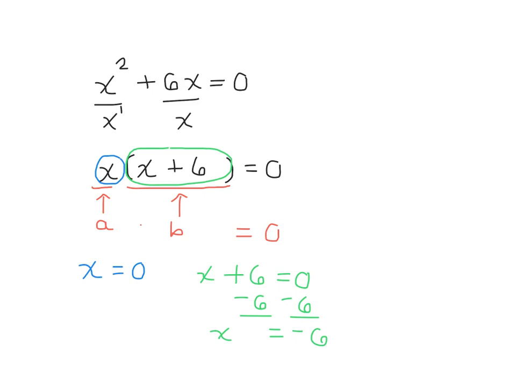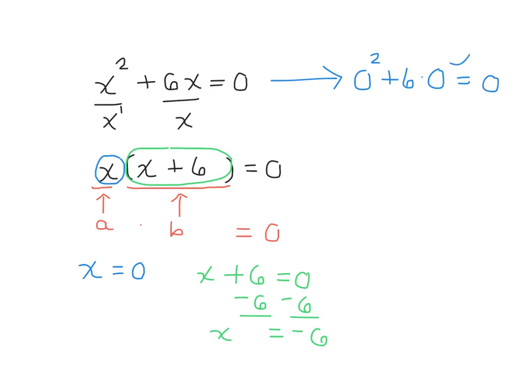Now just a note, if you take those solutions one at a time and plug them back into your original equation, replace each x with 0, I'd have 0 squared plus 6 times 0 equals 0. And of course that checks out.